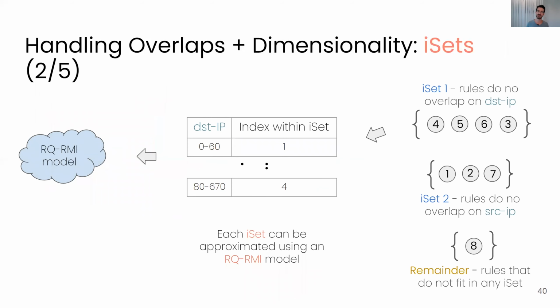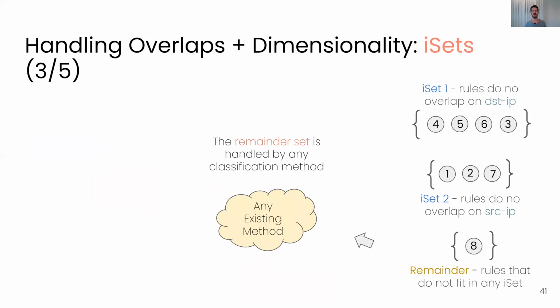Continuing our example, I-set 1 contains rules that do not overlap in the destination IP address, so we can treat this field as non-overlapping range value pairs and use an RQRMI model to approximate that I-set. Similarly, we can do the same with I-set 2 and source IP field. We cannot use RQRMI on the rules in the remainder, as they don't necessarily have a specific field in which they do not overlap. So we use any existing packet classification technique to handle the rules in the remainder set.